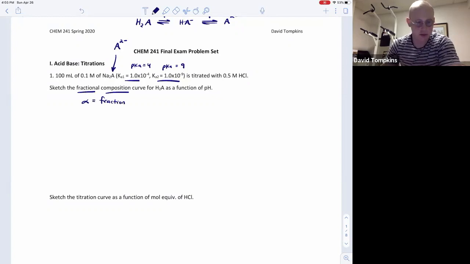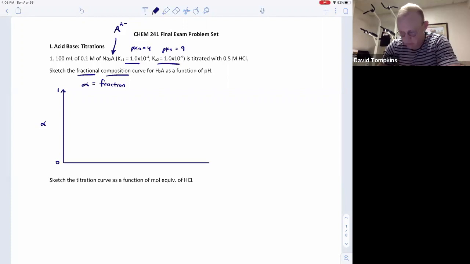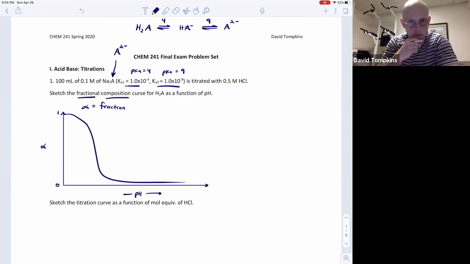And the fraction is always going to be on the y-axis here, ranging from 0 to 1. And we're going to do it as a function of pH. So as we go from left to right, the pH is becoming increasingly more basic. And at very low pHs, we're going to have this diprotic form present to the greatest extent. And that will start out at approximately 100%, and it will decrease sigmoidally until it reaches a concentration of essentially 0.